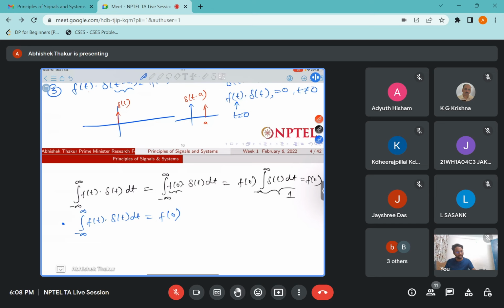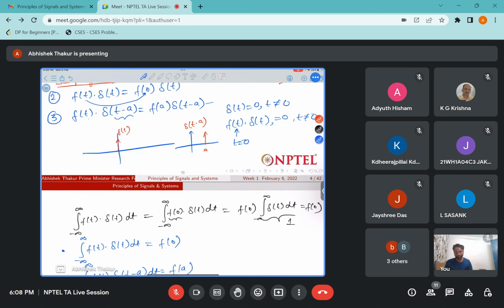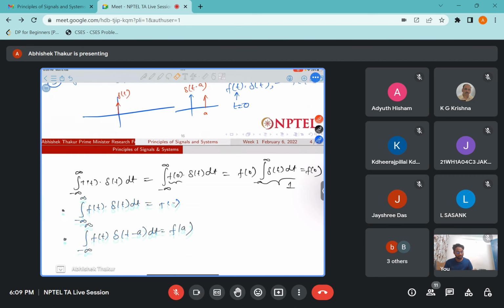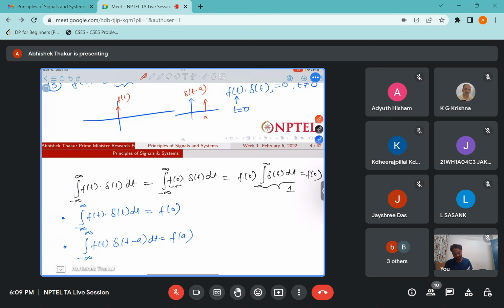Okay, similarly when you shift the impulse function by a, what will be the value? It will be f(a), because just use this third one, you will get. Okay, but f(t) δ(t minus a) is f(a) into δ(t minus a). We just follow the same steps that we have done above, you will get this value, that is equal to f(a). Okay.